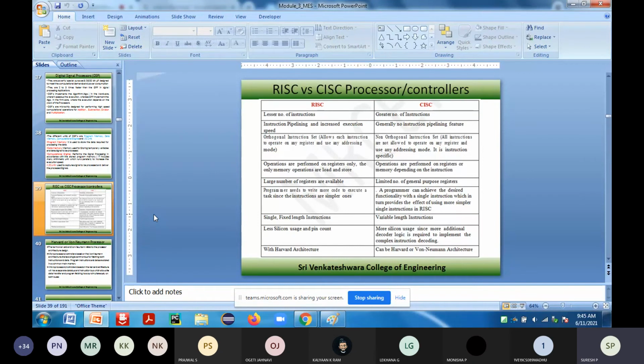Here in your CISC, it doesn't have the orthogonal instruction format. That means all instructions will not operate on all registers, so not allowed on any register. For example, if you take some of the programs you have written in your first IA, where you have copied and downloaded for your 8085 processor, your 8085 is a CISC architecture.